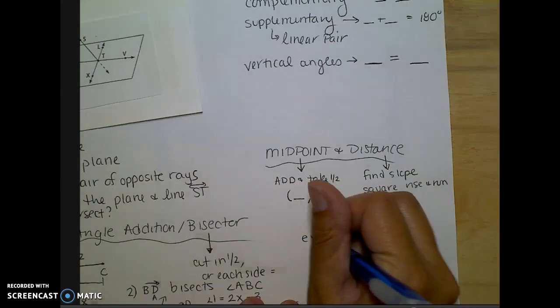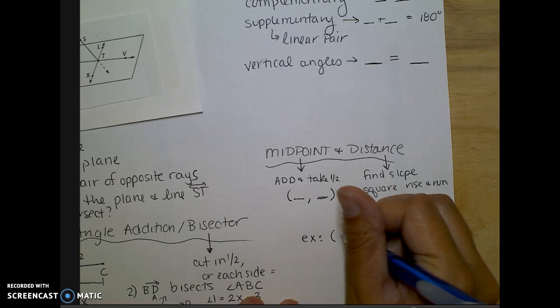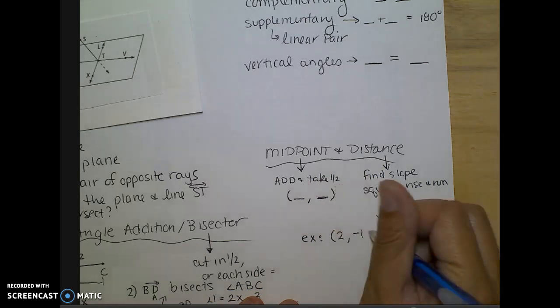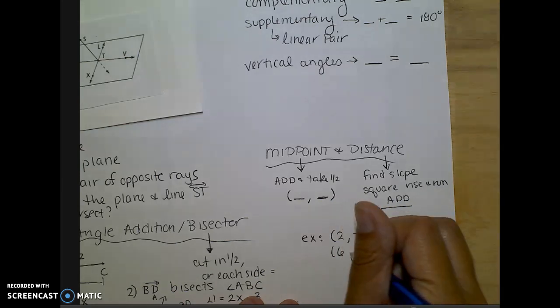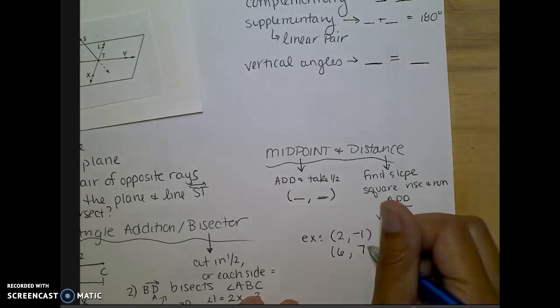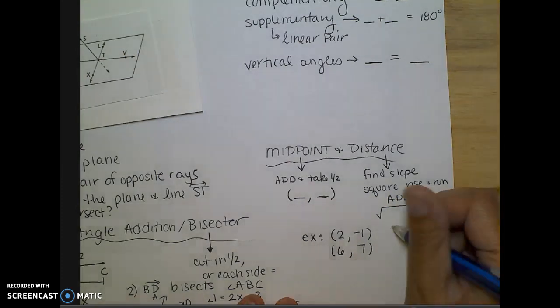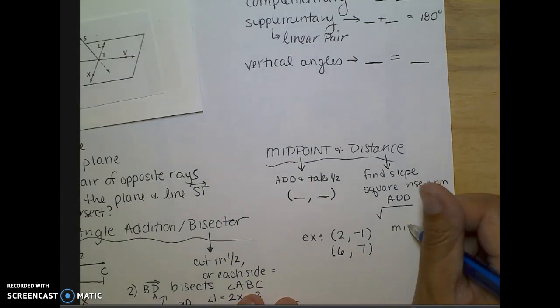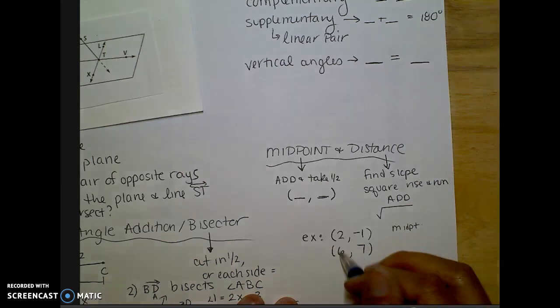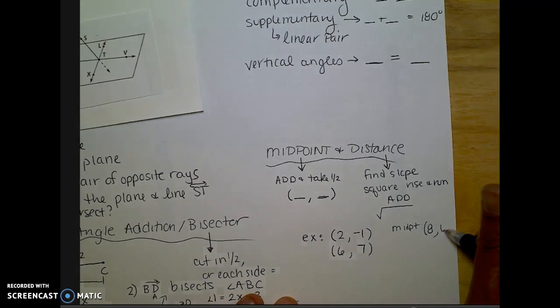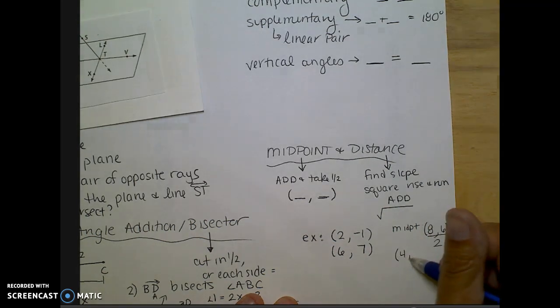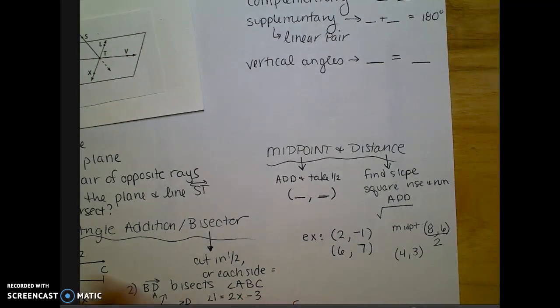So my little example would be if I had the points 2, negative 1 and 6, 7. If I'm going to find the midpoint, I can just add those up. So if I add, I get 8. And if I add here, I get 6. And then I take half, and so the midpoint is at 4, 3. And if you end up with a decimal or a fraction, that's okay.